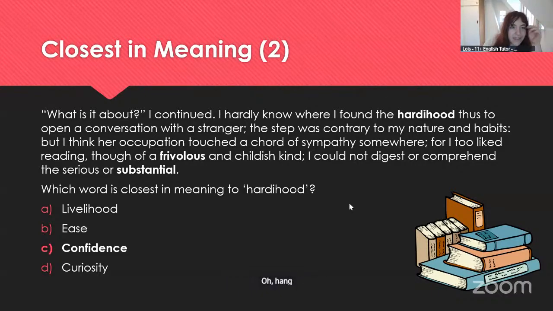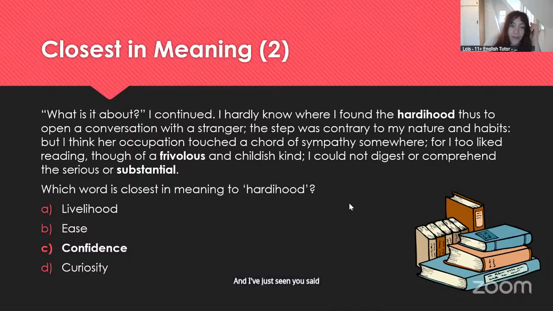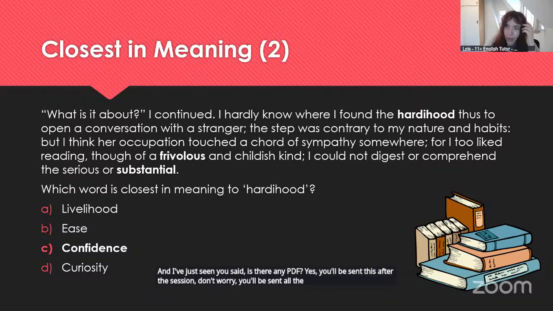Oh, hang on. Yes, I can see your messages. I can see a message from Manasseh there. Yes, I can see your messages. And I've just seen you said, is there any PDF? Yes, you'll be sent this after the session. Don't worry. You'll be sent all the notes so you can read over everything and revise and go over everything again.